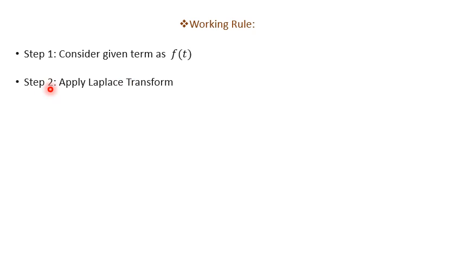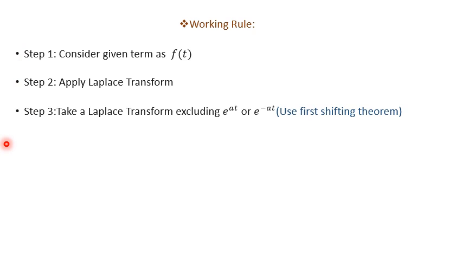Let us see the working rule for first shifting theorem. With the help of this working rule, you get some idea how to solve problems based on this first shifting theorem. Step 1 is, consider the given term as a function of t. Whatever your question, you have to consider that question as a function of t. In step 2, apply the Laplace transformation on the step 1. In step 3, take the Laplace transformation excluding e^(at) or e^(minus at) from step 2. Basically you are using here first shifting theorem.